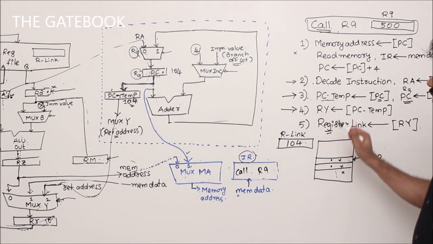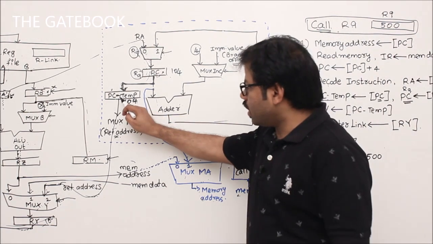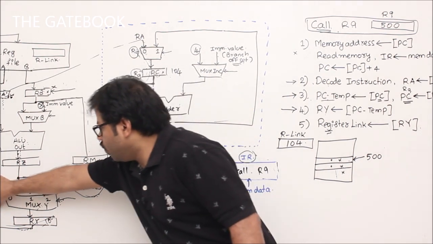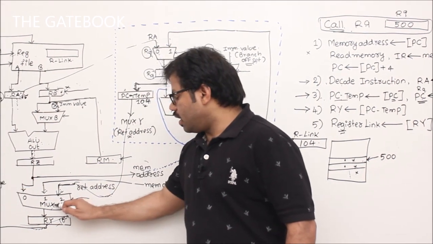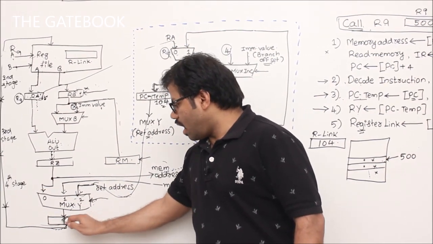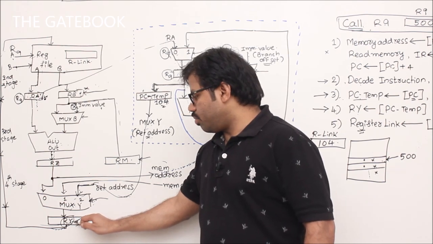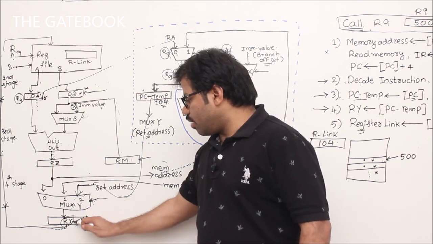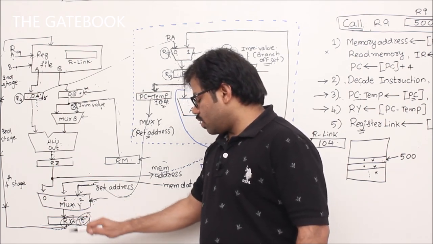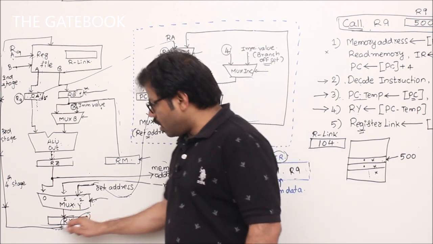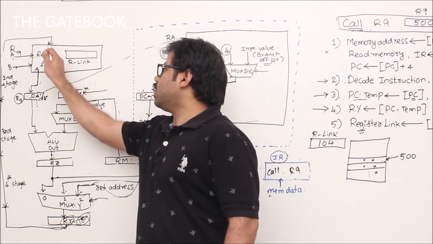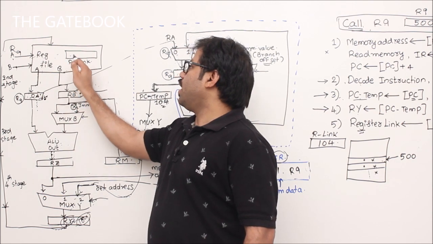In the fourth clock cycle, what happens? In the fourth clock cycle, we know that this is the fourth stage. In the fourth stage, this multiplexer will be selected and RY will come here. That means, sorry, this return address will come to RY. So that is the fourth clock cycle. In the fifth clock cycle, the same 104 will travel like this and it will go to the appropriate register.